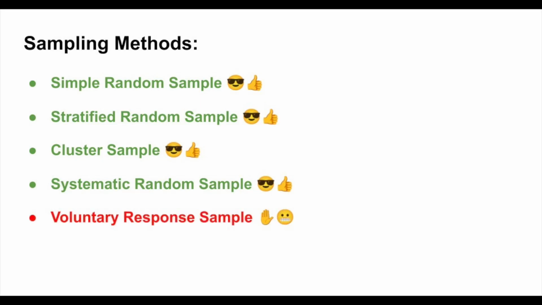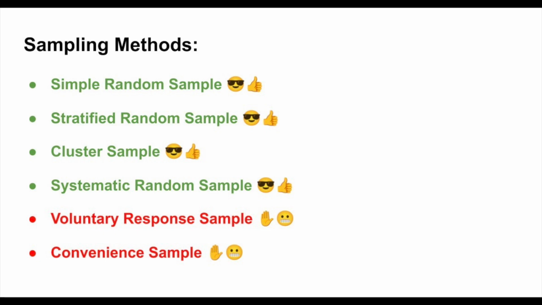Bad sampling methods include voluntary response sampling, meaning respondents choose to be part of the sample, and convenience sampling, where selection is based on availability. Voluntary and convenience sampling both have high bias, meaning that certain responses are systematically favored over others.